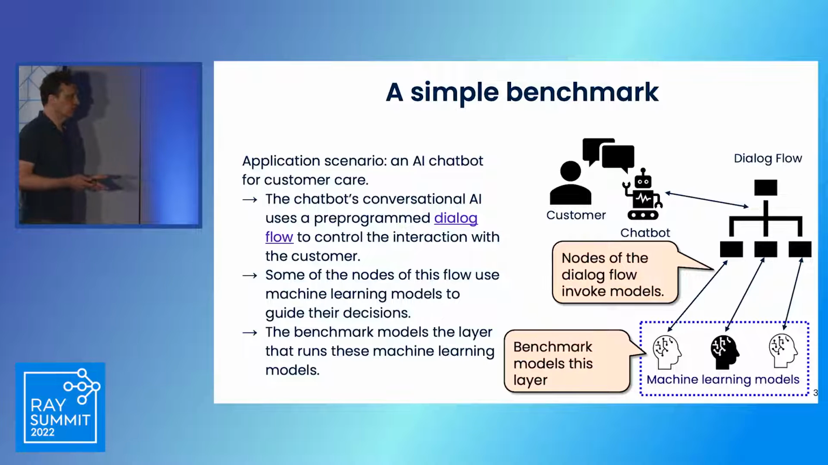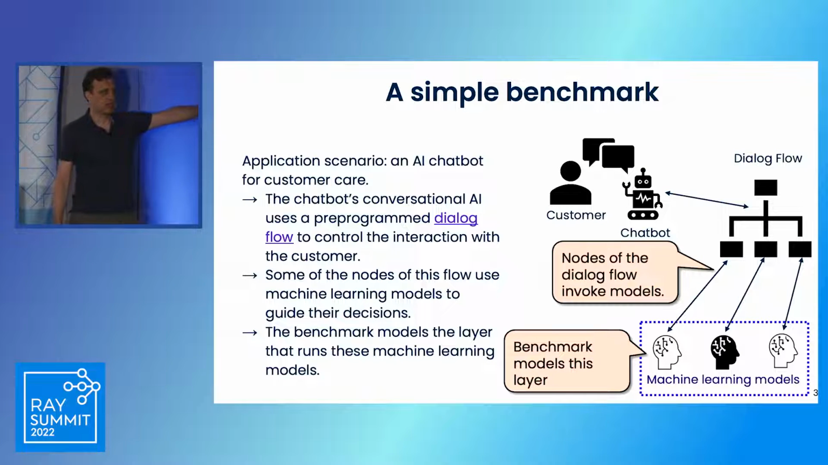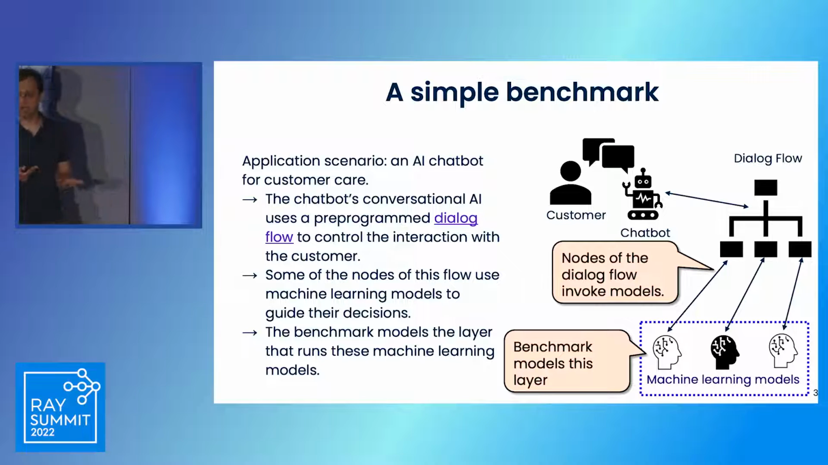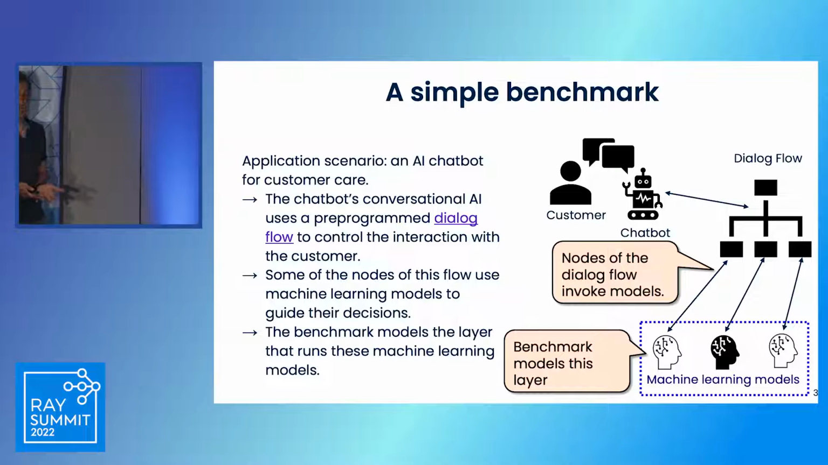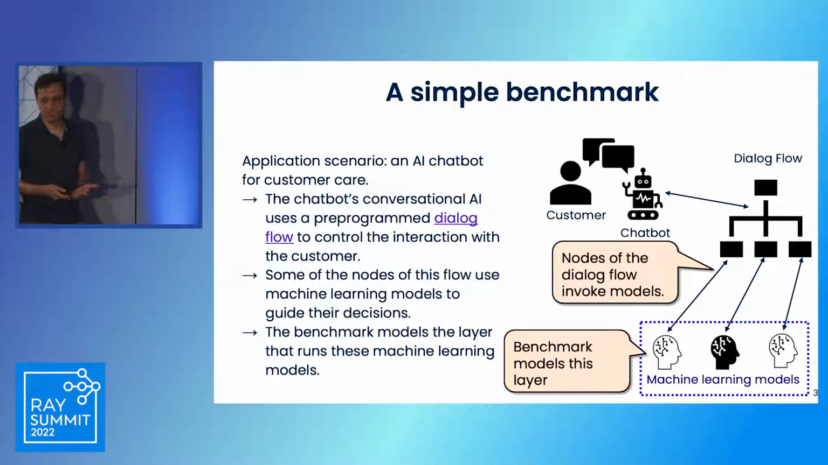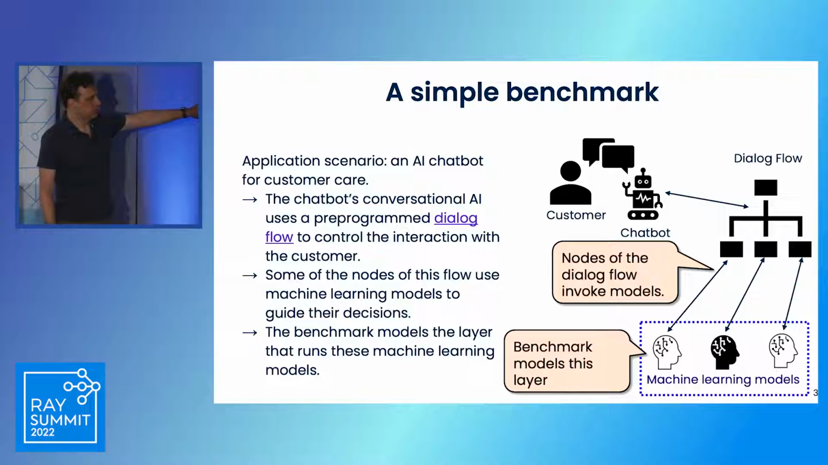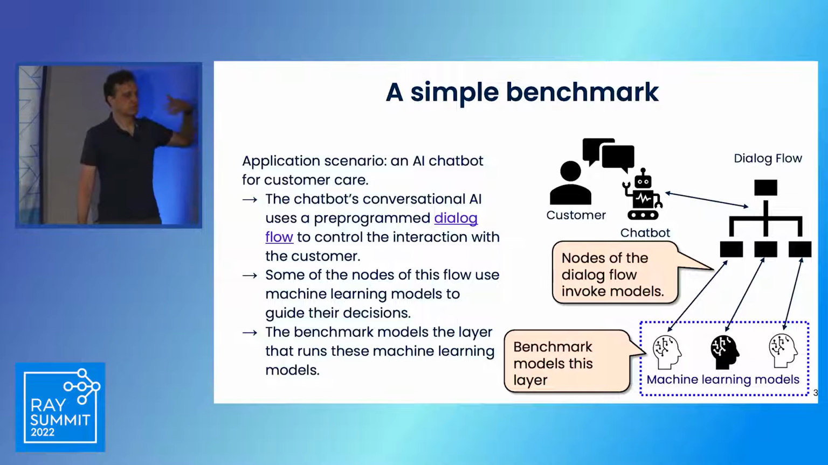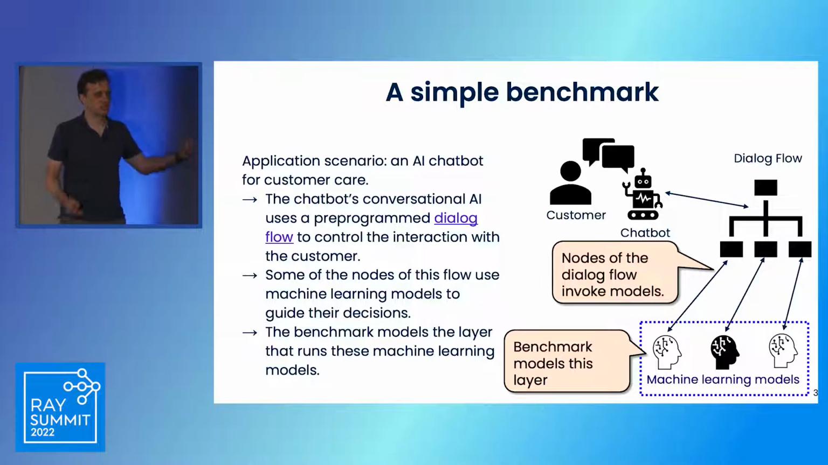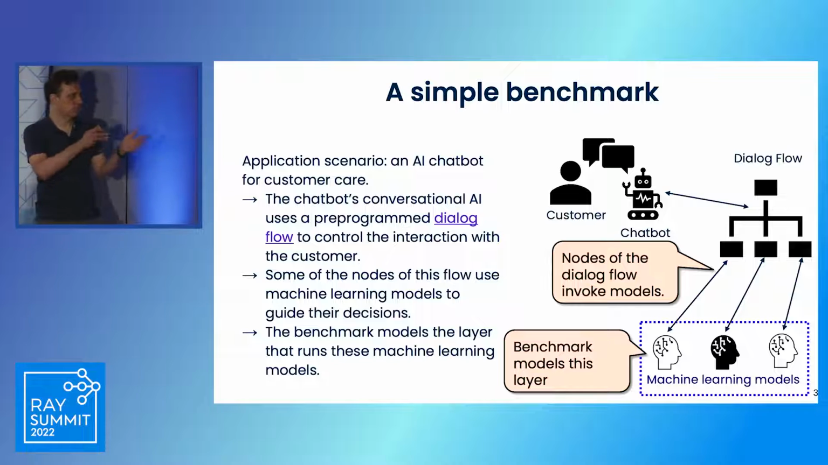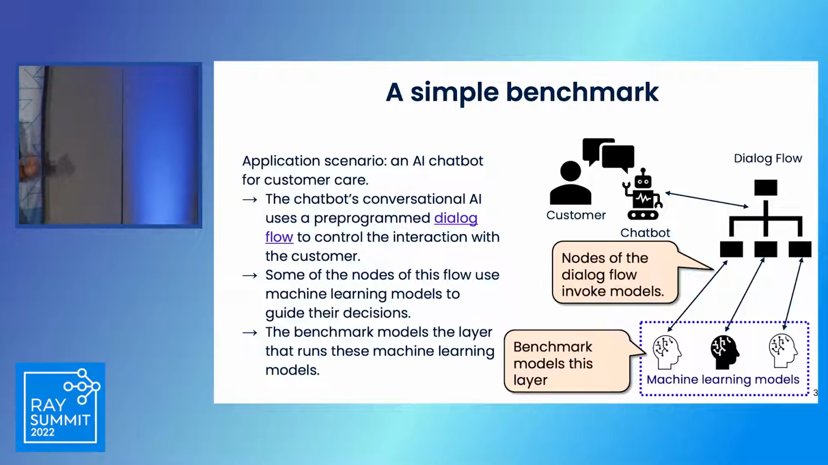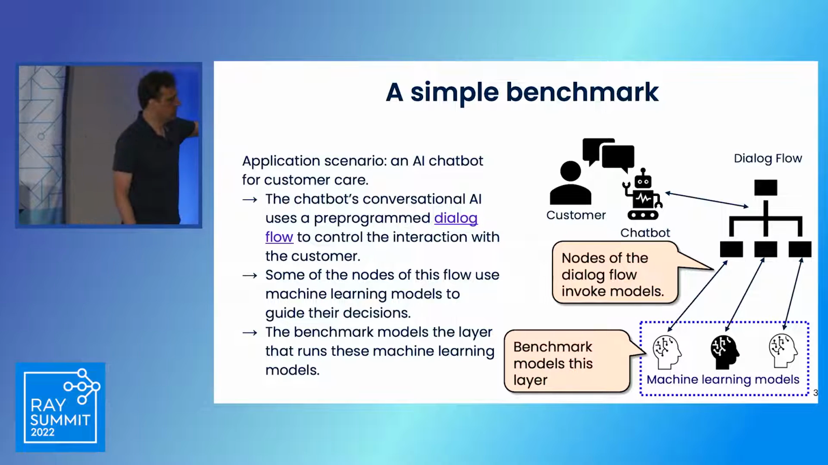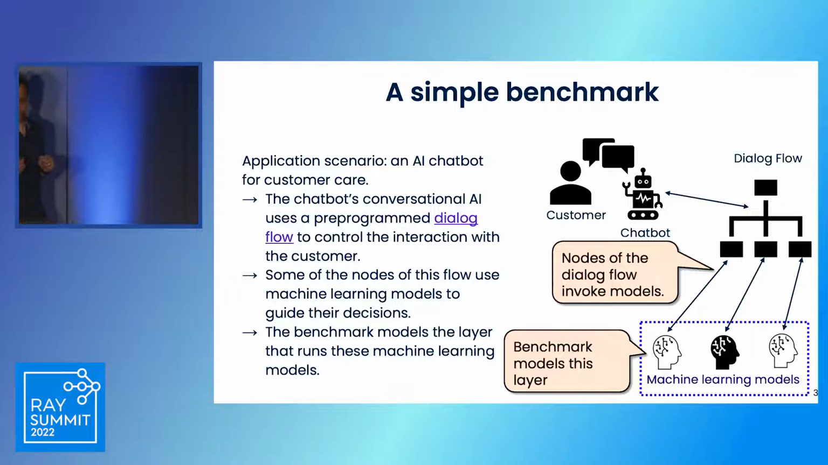And the way this benchmark works is the benchmark models a customer care chatbot application where we have an AI chatbot that's working off a pre-programmed dialog flow. The dialog flow, you can think of it as a tree-shaped graph where each node of the graph describes one state that the conversation could be in. And some of these nodes in the graph are calling out to a model serving layer that is going to do various AI tasks to derive decisions about where to move next in the graph and how to respond to the current request from the customer. And our benchmark is going to model the operation of this model serving layer that's driven by this chatbot.